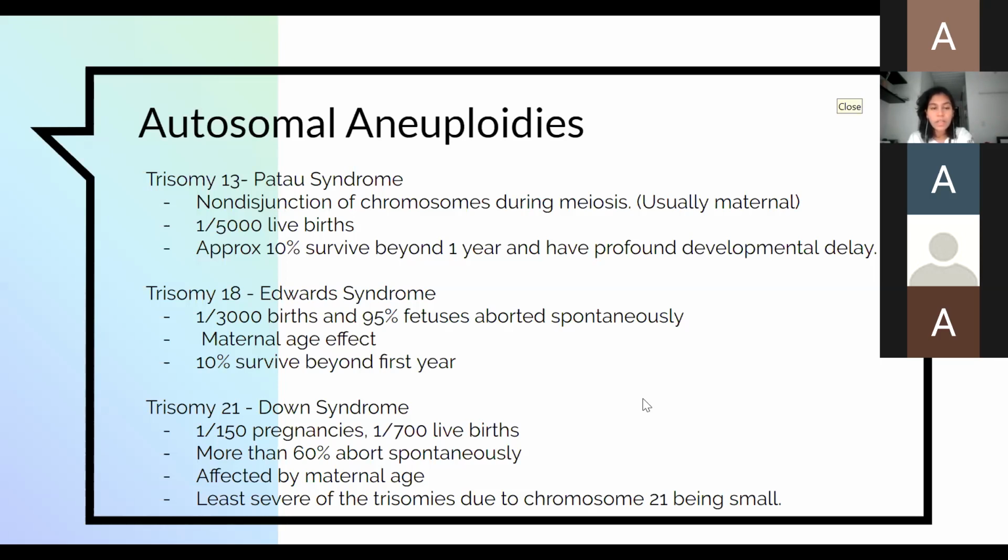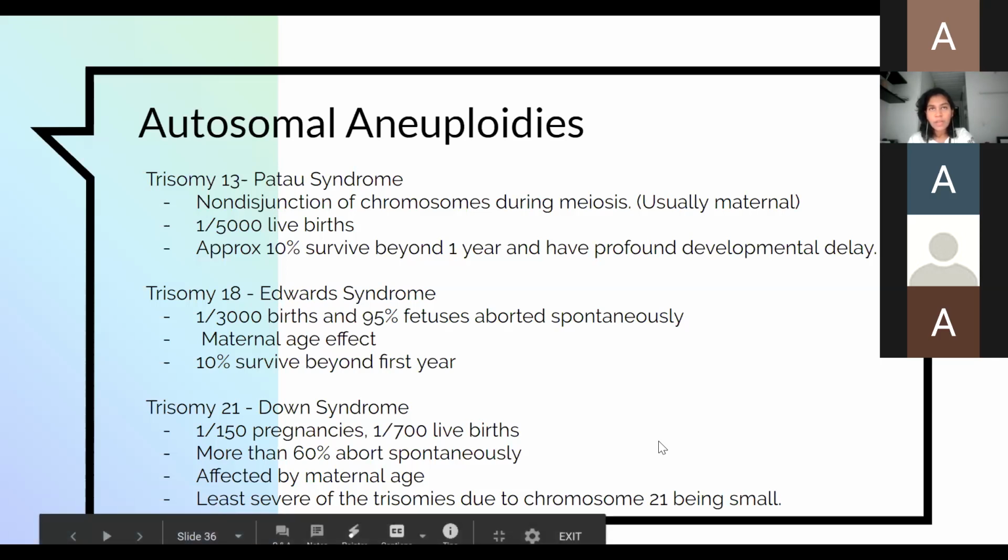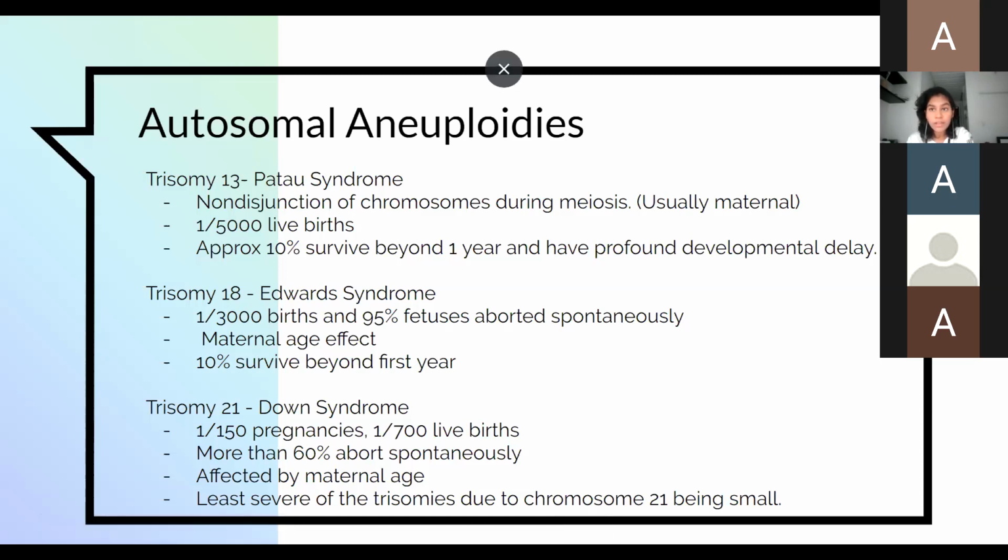So that's about it. With trisomy 21, as I was saying, does that answer your question? Yeah. Again, trisomy 21 is the least severe of the trisomies because chromosome 21 is very small, and hence when it comes to added extra genetic information, there is not a lot of it. Hence, most babies tend to survive.